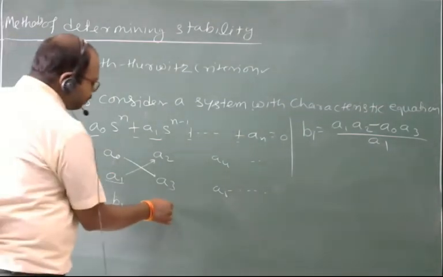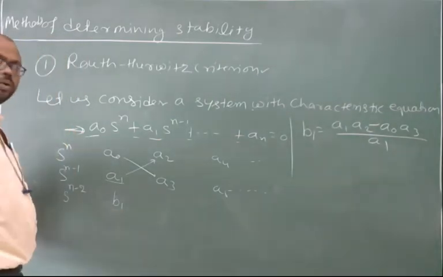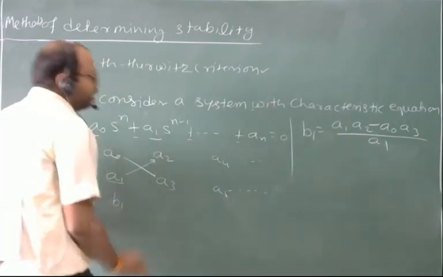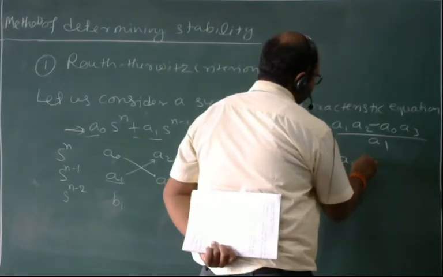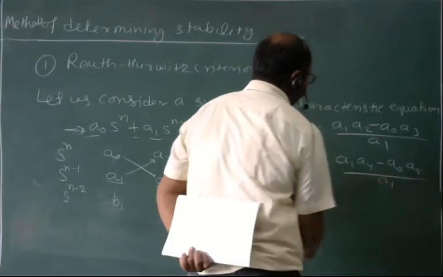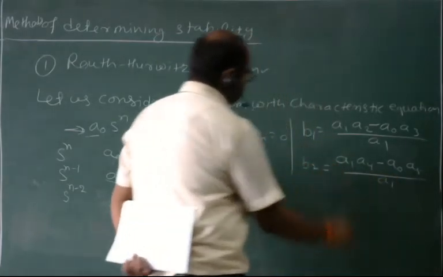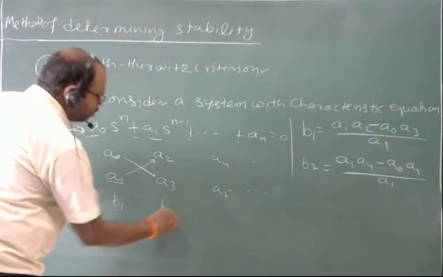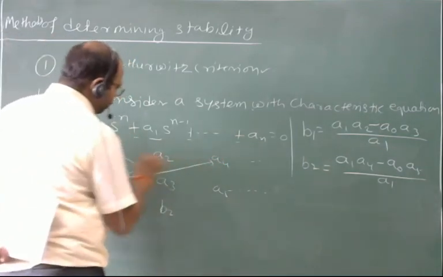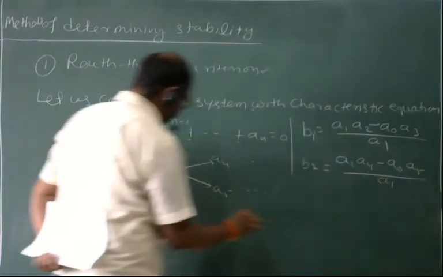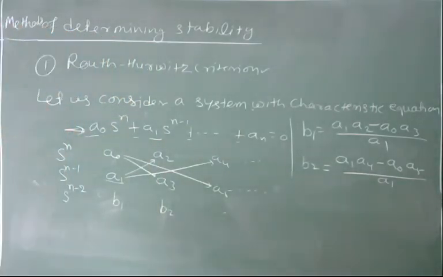Next value here. For this value, a1 a4 minus a0 a5 divided by again a1, and name it as b2. So here I will have b2, a1 a4 minus a0 a5, right? Similarly, next values I can find here.